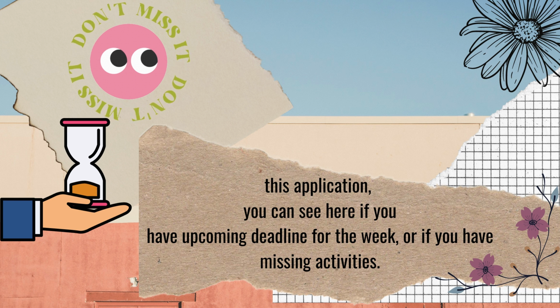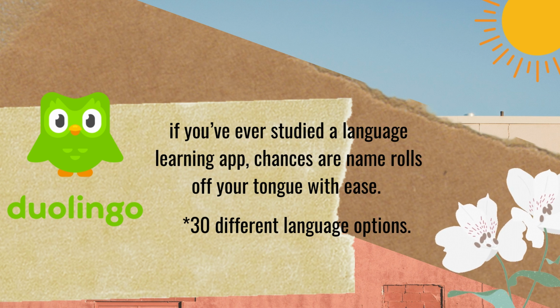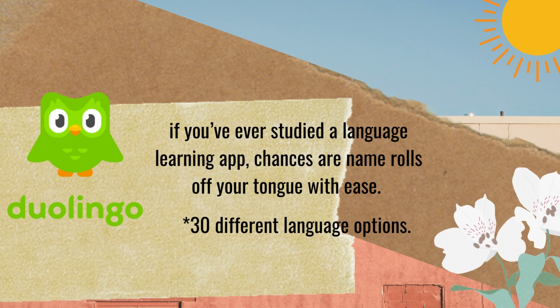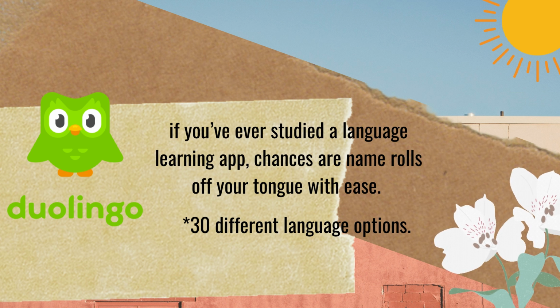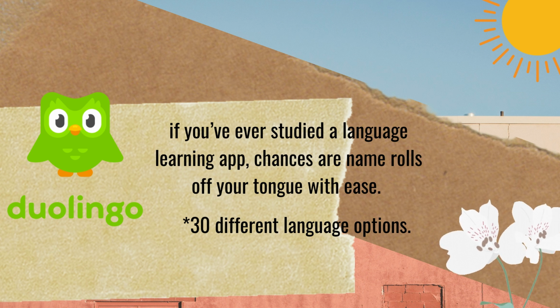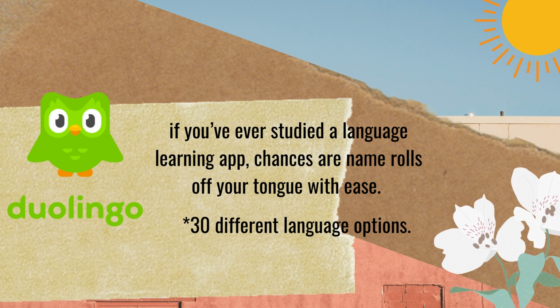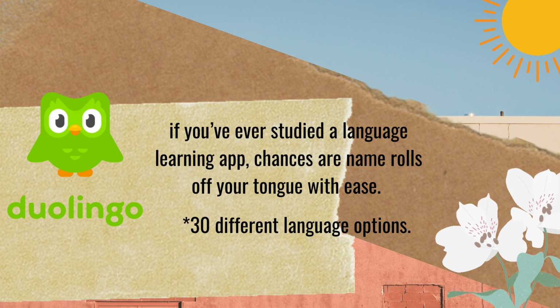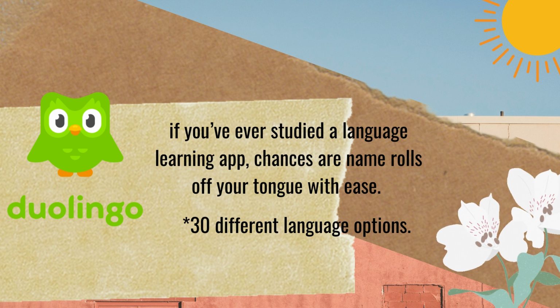And now, let's have another one. This application is called Duolingo. If you've ever studied with a language learning app, chances are the name rolls off your tongue with ease. That's because Duolingo is one of the hottest language learning products on the market. This app offers over 30 different language options. The app aims to help you improve your vocabulary and grammar through the help of daily lessons and quizzes.